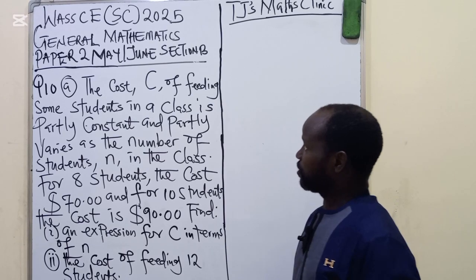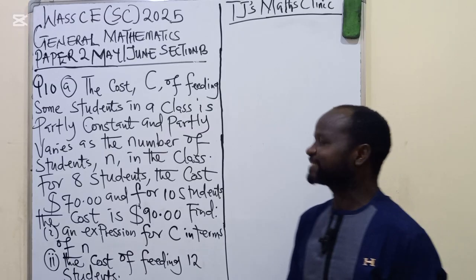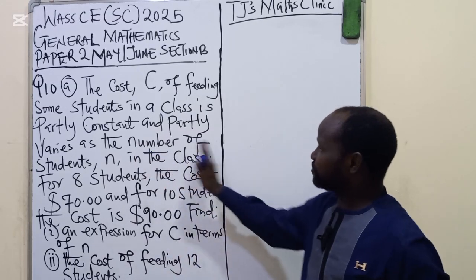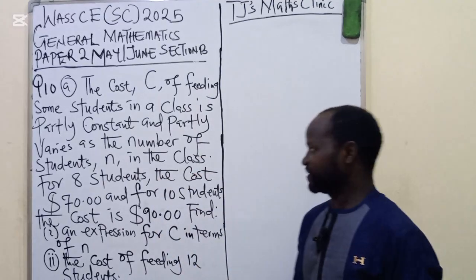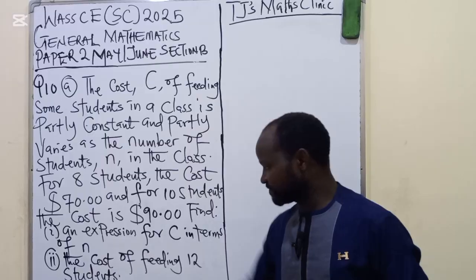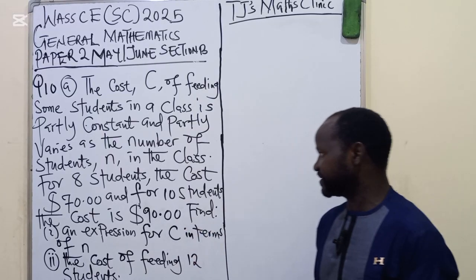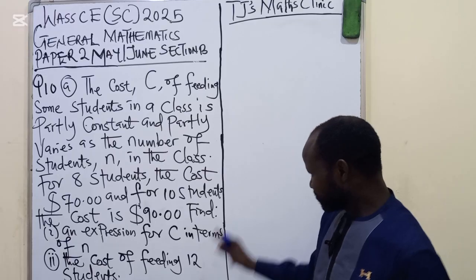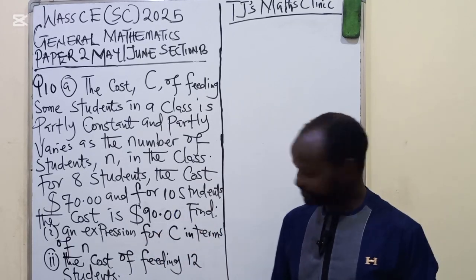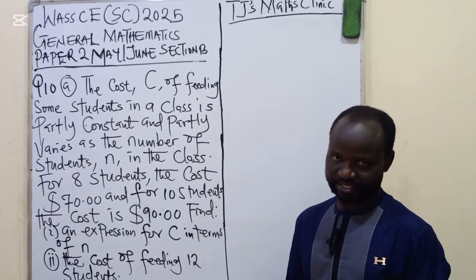The question reads: the cost, C, of feeding some students in a class is partly constant and partly varies as the number of students n in the class. For 8 students, the cost is $70, and for 10 students, the cost is $90. We are asked to (i) find an expression for C in terms of n, and (ii) find the cost of feeding 12 students.